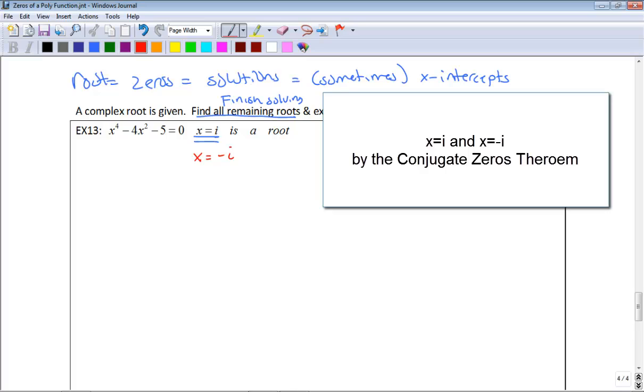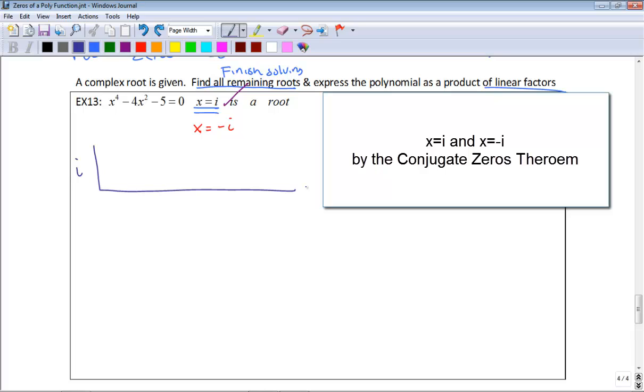All right, so what do I do first? The first thing I need to do is divide. So i goes on the outside, and on the inside go the coefficients. Notice there's no cubic and no linear term. So I write 1, 0, -4, 0, -5.